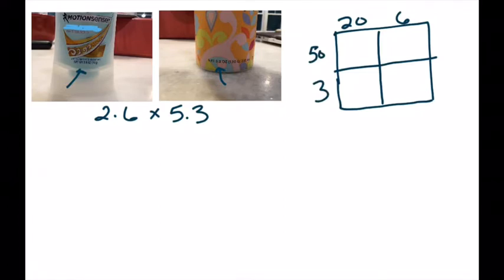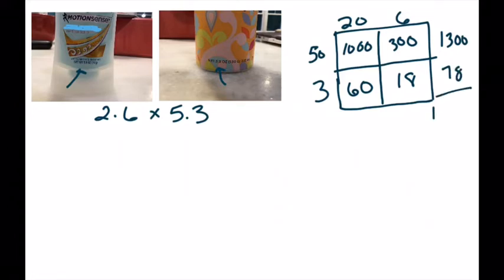So 50 times 20 is 1,000. 50 times 6 is 300. 3 times 20 is 60. 3 times 6 is 18. So I have 1,300 over here, and I have 78. So 1,378. And I don't like doing commas right now.